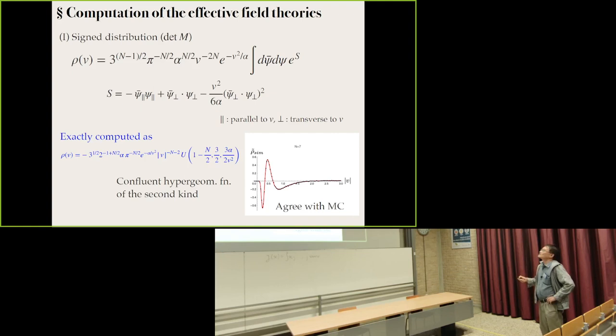So now what we have to do is to compute the effective field theories. For the case of forgetting the absolute value, what you obtain is this four-Fermi interacting theory, and you can exactly compute the expression, and you obtain a confluent hypergeometric function of the second kind. You can compare the result with Monte Carlo simulation, and good agreement is obtained.